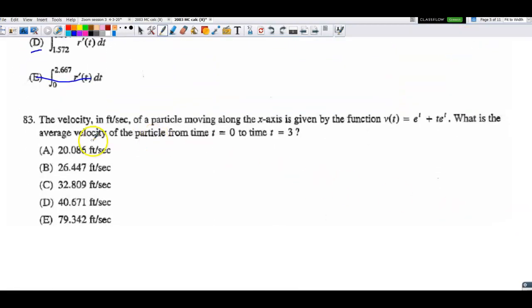In number 83, the velocity in feet per second of a particle moving along the x-axis is given by this function right here. What is the average value of the particle from time 0 to 3? All right, so now we want to do 1 over b minus a, so we're going to have 1/3 integral from 0 to 3 of v of t, sorry, that's not absolute value, dt.